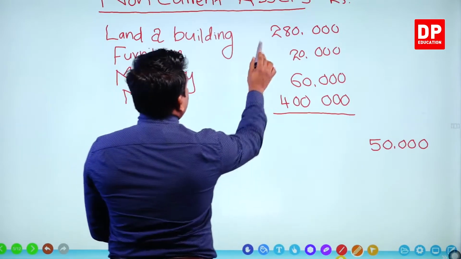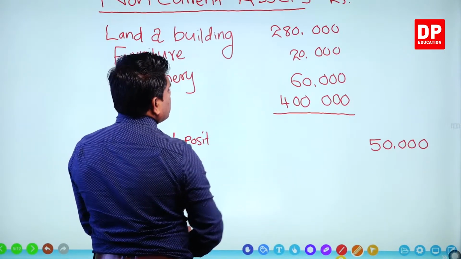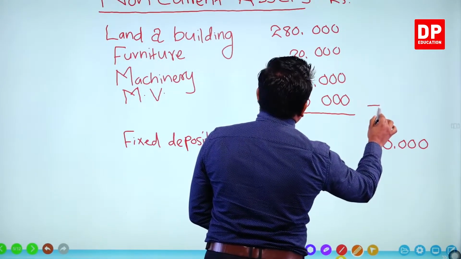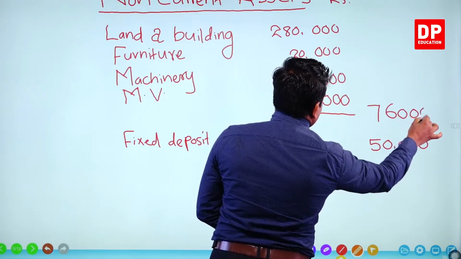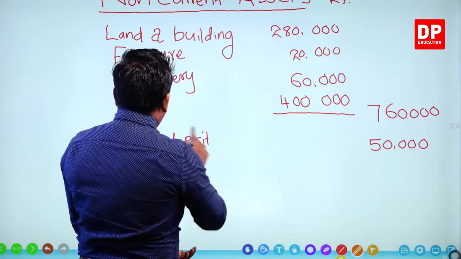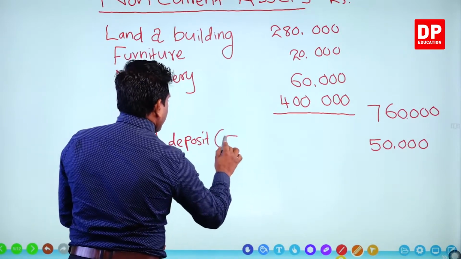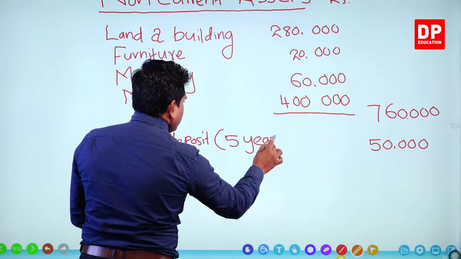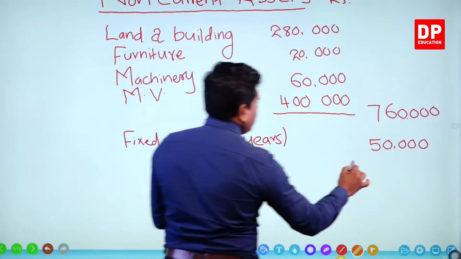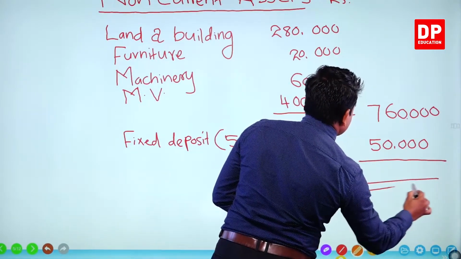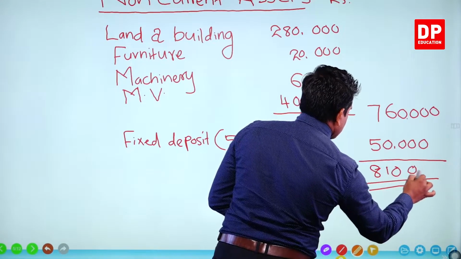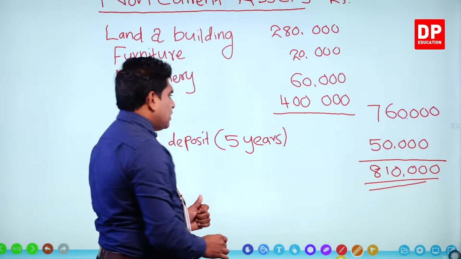How much? 280 plus 20, 300,000. Right? 300 plus 400, 700. Then 760. Down you can say fixed deposit. Actually it is 5 years, right? More than 1 year, no? But we write it separately. Then you add this. Tell me the total non-current assets. 810,000, like that.